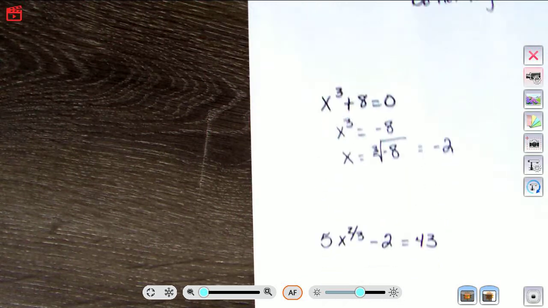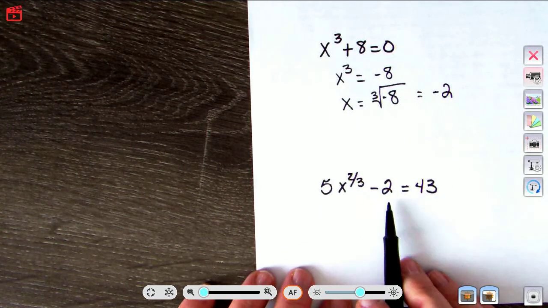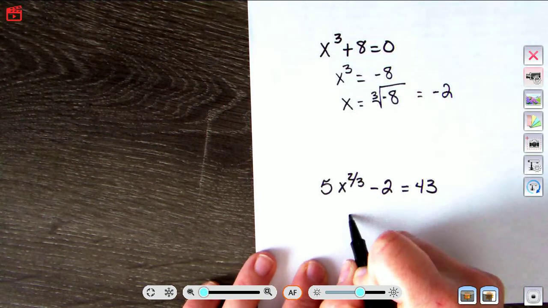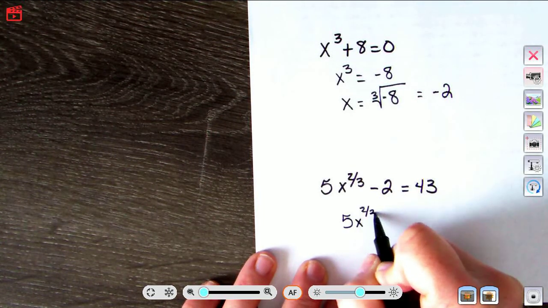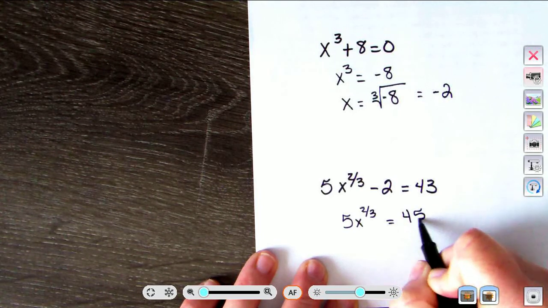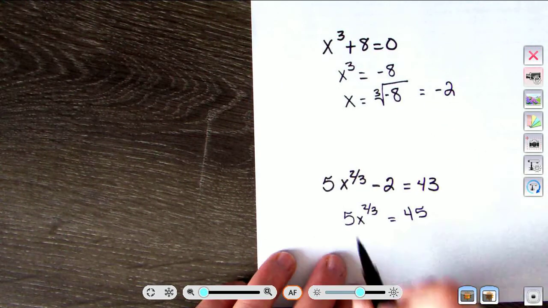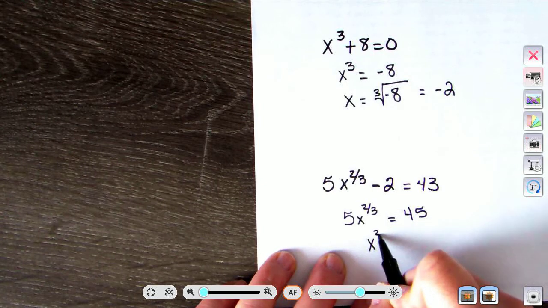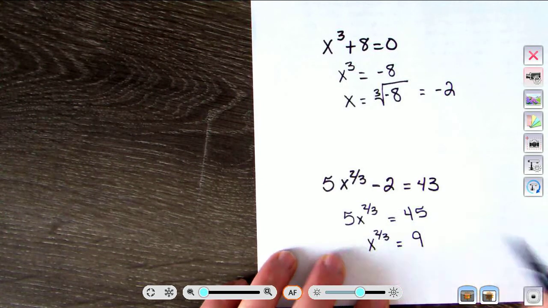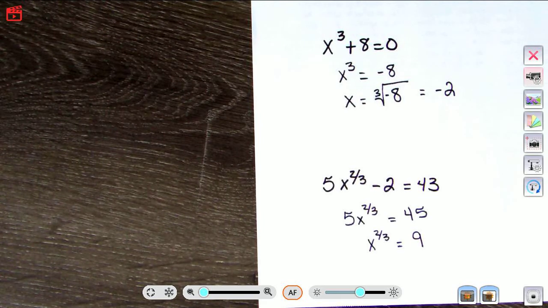All right, let's go and do one last problem. First thing I'm going to do is add 2 to both sides to kind of isolate that x term. I'm going to divide both sides by 5 again to isolate that x term. And now what we're going to have to do is undo the 2/3 power. Now remembering what 2/3 means, that means we're going to be taking, this is squared cube root. So to undo those, we're going to take a square root of something cubed.